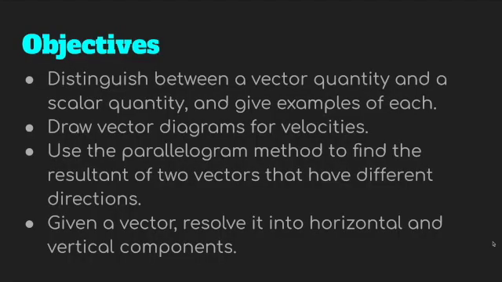So our objectives were to distinguish between a vector quantity and a scalar quantity and give examples of each, which we did, to draw vector diagrams for velocities, use the parallelogram method to find the resultant of two vectors that have different directions, and given a vector, resolve it into horizontal and vertical components. Knowing how to do this is going to help us when we talk about projectile motion in the next sections, in the next video.